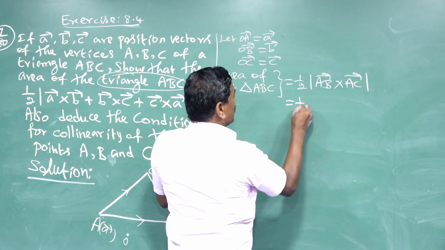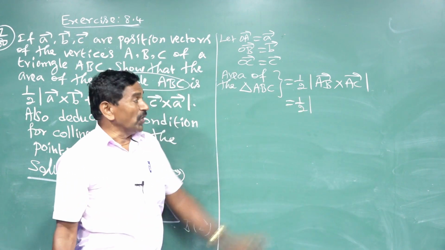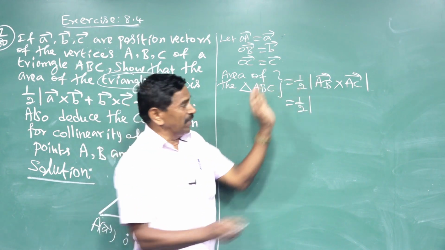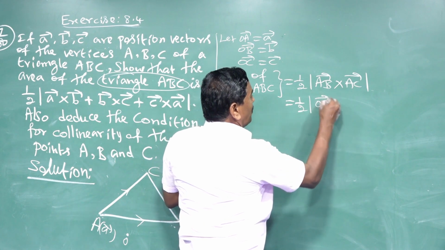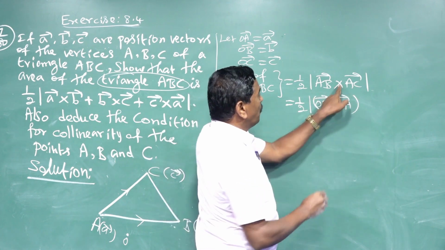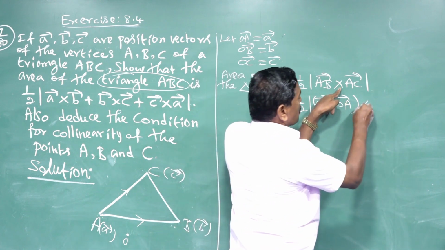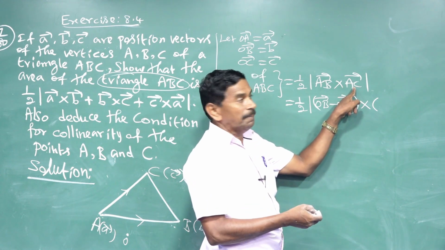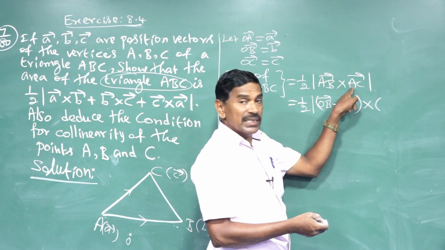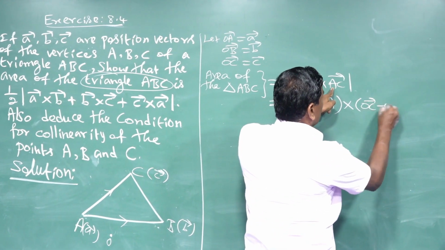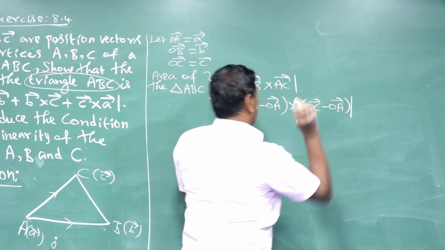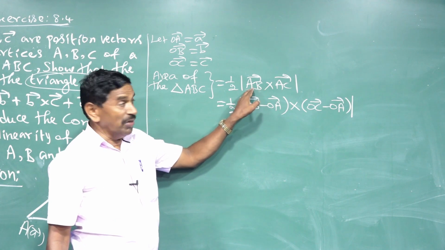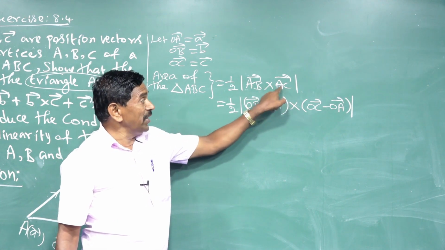Which is equal to half into modulus, here apply yourself. Now can you tell me what is vector AB? Yes, second minus first: vector OB minus vector OA. What is the middle relation? Yes, cross product of vector AC. Vector AC equals second minus first, vector OC minus vector OA. Modulus complete.